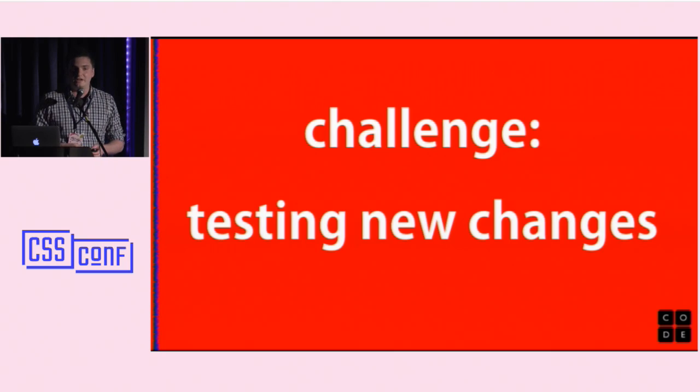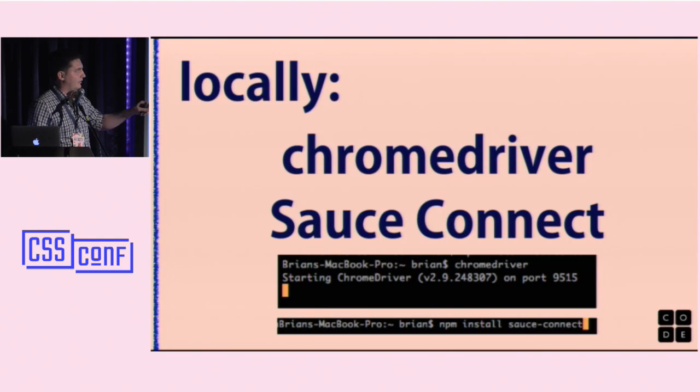Now, how about testing new changes? So you're writing a new test, or you locally change something, a new feature that you know is going to break a test. How do you test that? If you're doing it locally, what you can do is use ChromeDriver, in our case, where you point the test at a local browser, and it'll actually pop the browser up in front of you, and you'll see the robot doing stuff. It's kind of fun. I'll show you a video of ours in a second.